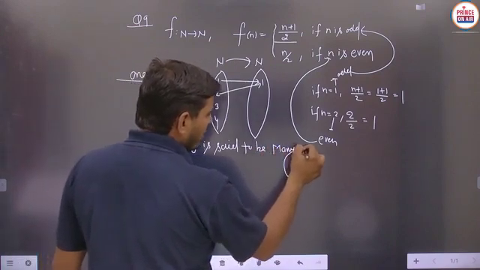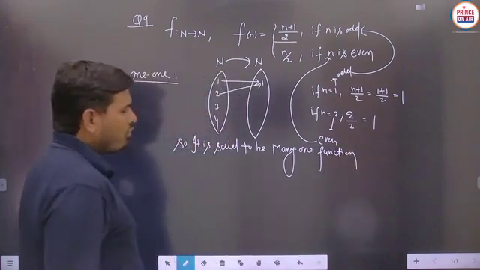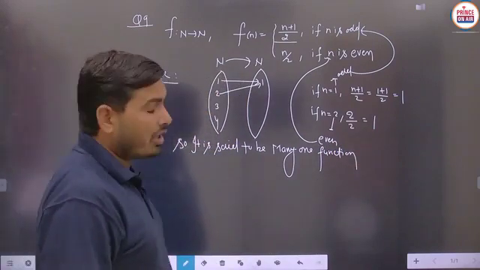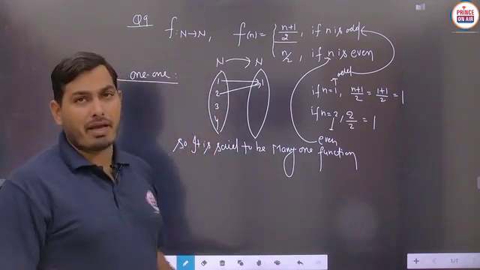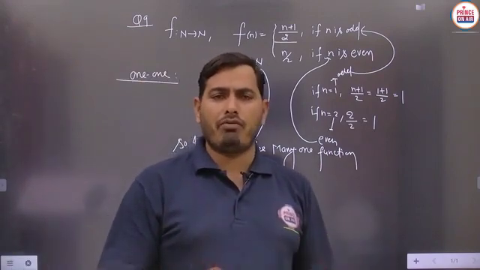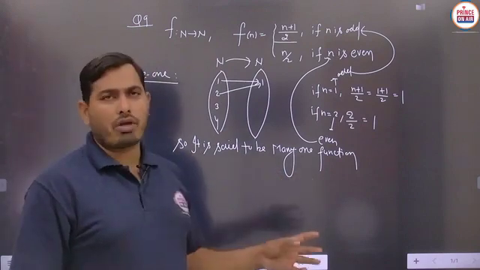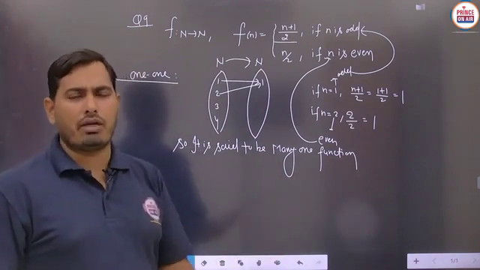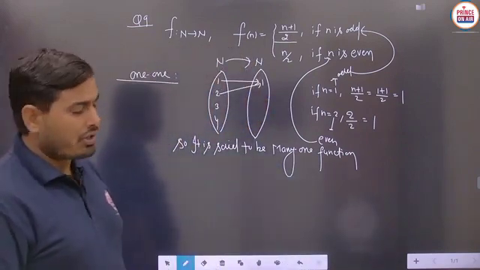Not one-one means the function is always said to be a many-one function. And suppose this function is said to be many-one, then you can say that it is not bijective, because for a bijective function it must be one-one and onto. Suppose it is not one-one, then there is no requirement to check for onto. Directly you can give the answer: the function is not bijective, because the function is not one-one.